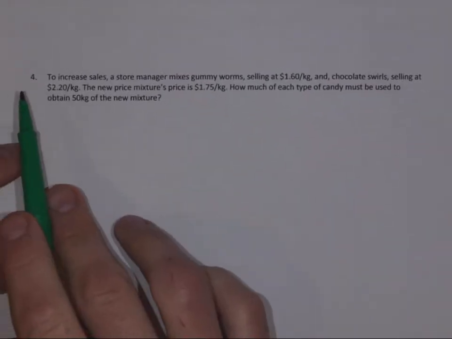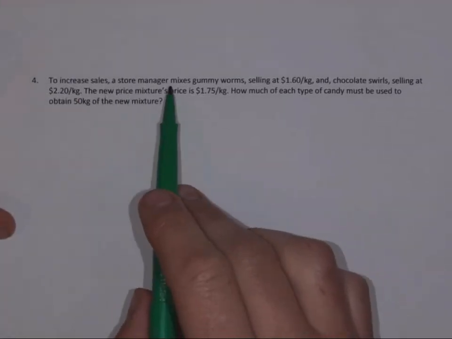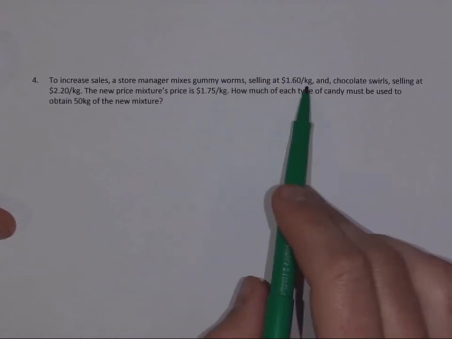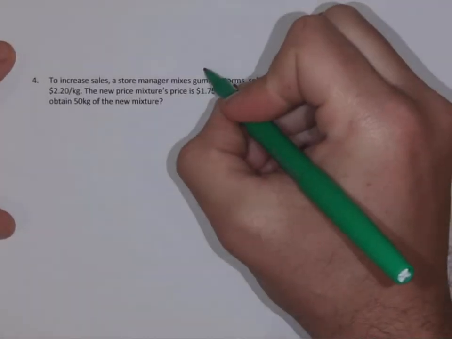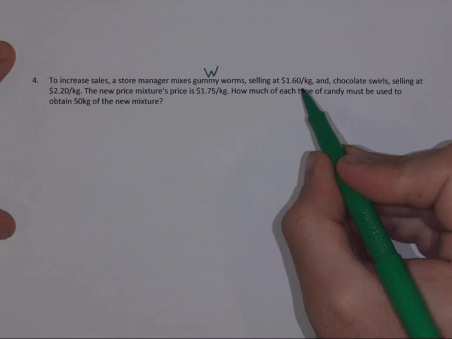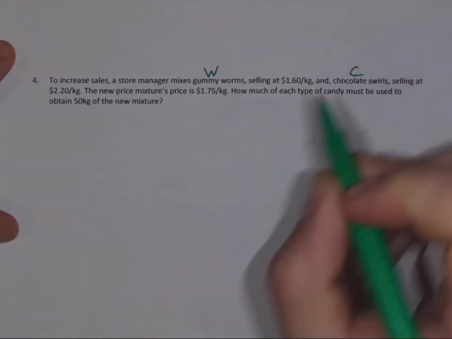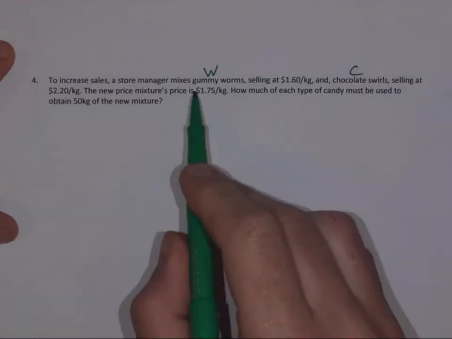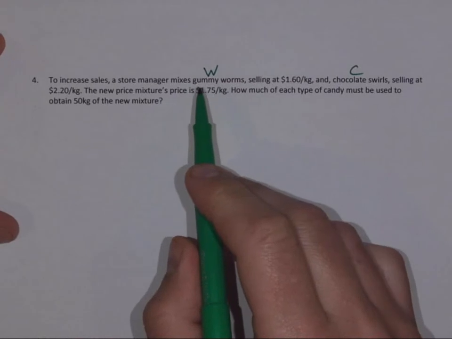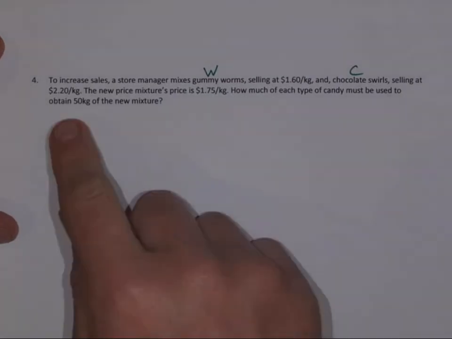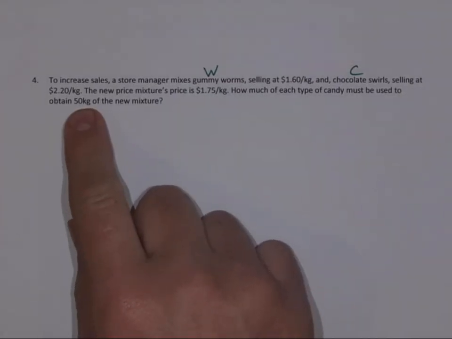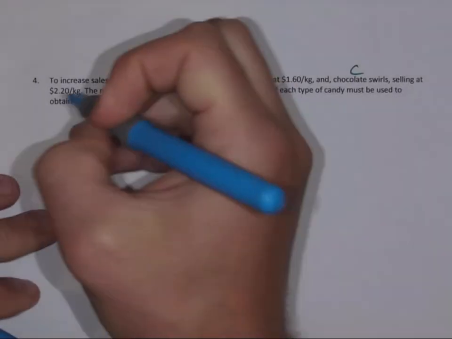When we look at the 4th example, the same sort of thing. If you want to try it without seeing, go for it. But again, once we write our let statements: to increase sales, the store manager mixes gummy worms at $1.60 per kilogram with chocolate swirls. The new price is $1.75. How much of each type of candy will we need to obtain 50 kilograms?